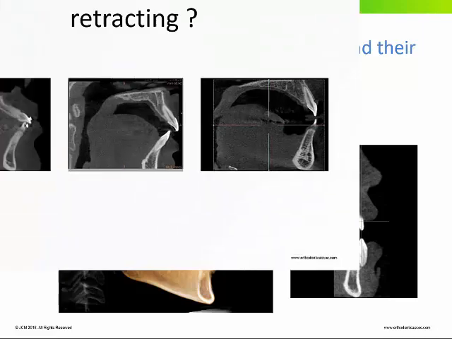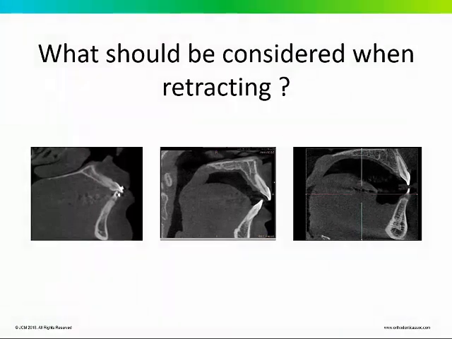If you take a look at these three patients, all three need retraction of the upper incisors with vastly different alveolar housing anatomy. The patient on the far left has a much more limited alveolar housing compared to the patient on the far right. So should that be a consideration when retracting these incisors? I believe so, and I believe it's an important consideration for orthodontists.